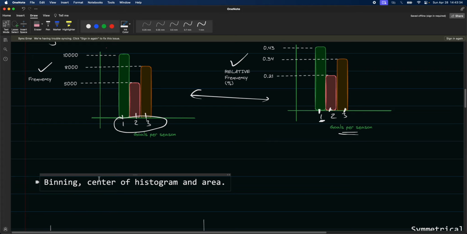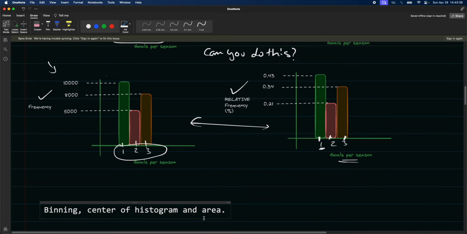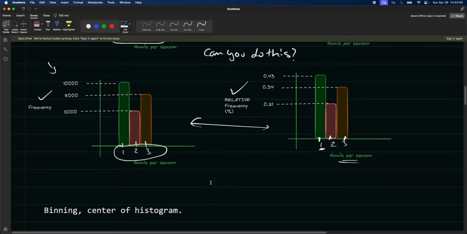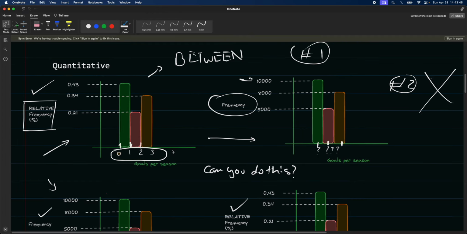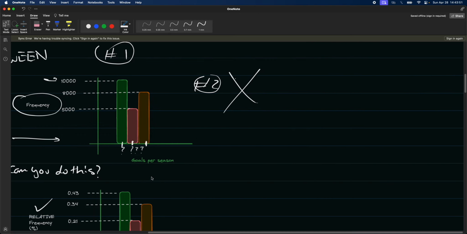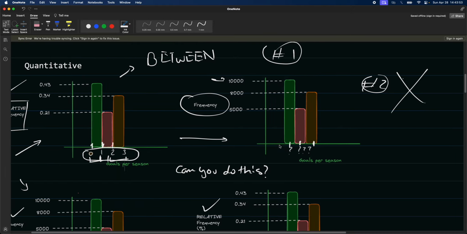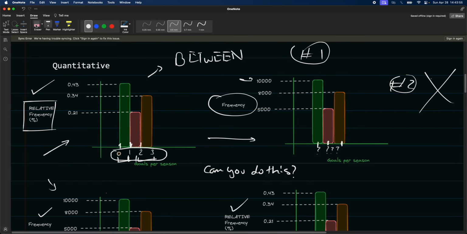Okay, so let's talk about binning, center of histogram, and we've already done area, so we don't need to worry about that. But let's go to binning. What does binning mean? Well, binning just means that the width of each interval is uniform. Because say it wasn't uniform.